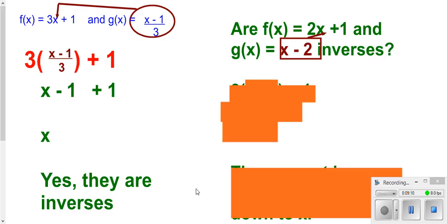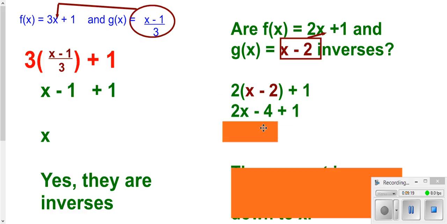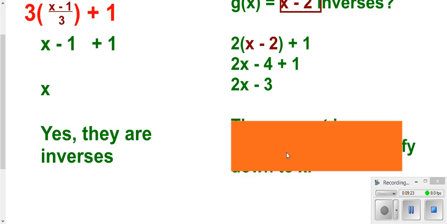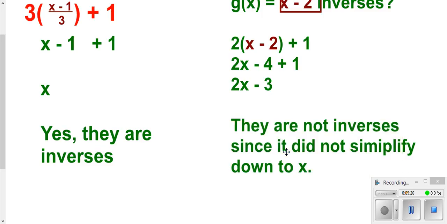Check these last two. Are these two inverses? Well, you can take the one function, plug it into the other function, distribute through, collect like terms, and we get this. Since it does not simplify down to just a nice normal x, they are not inverses.